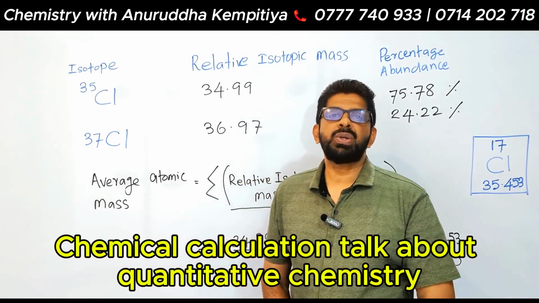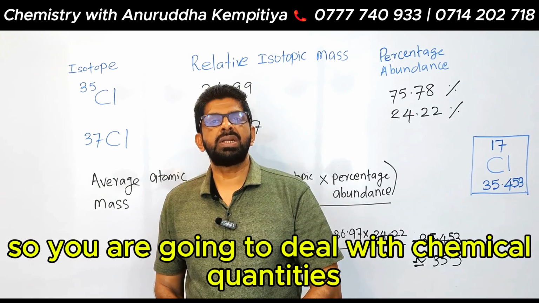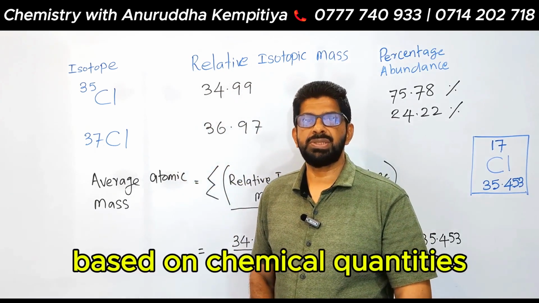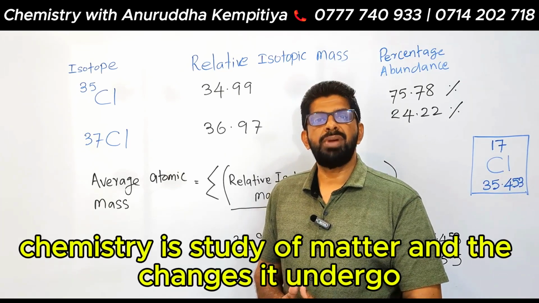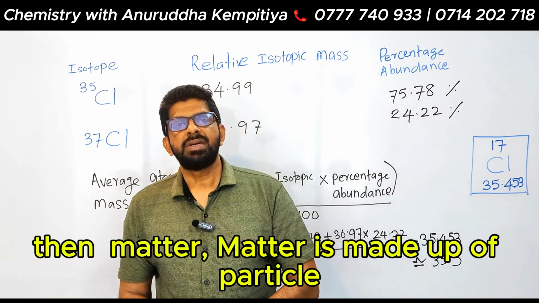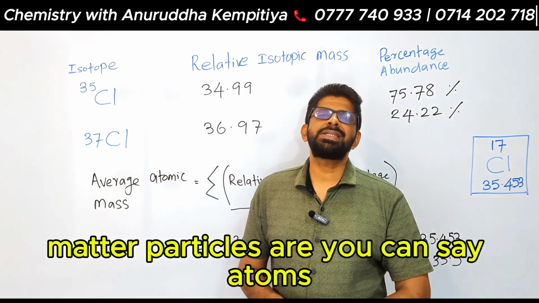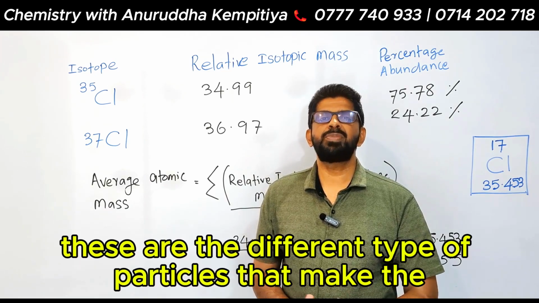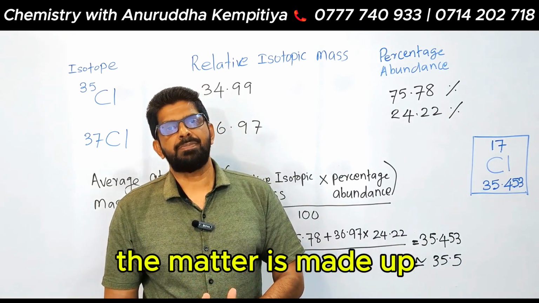Chemical calculation talks about quantitative chemistry. So you are going to deal with chemical quantities. You are going to do calculations based on chemical quantities. Chemistry is the study of matter and the changes it undergoes. Then matter is made up of particles. What are the matter particles? Matter particles are, you can say, atoms, molecules, ions. These are the different types of particles that matter is made up of.